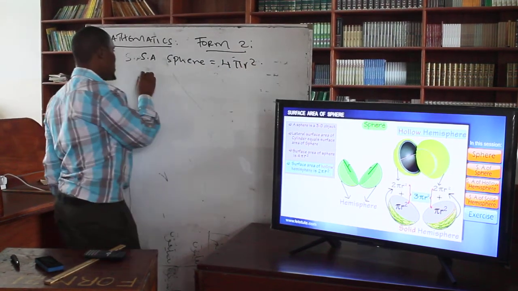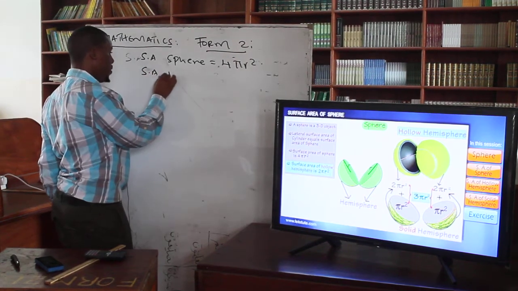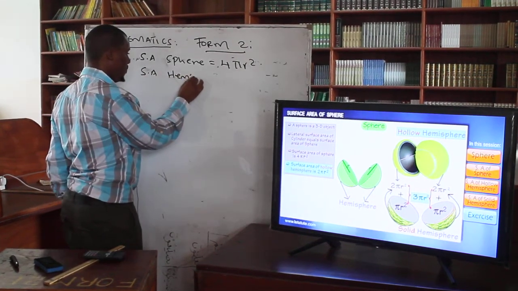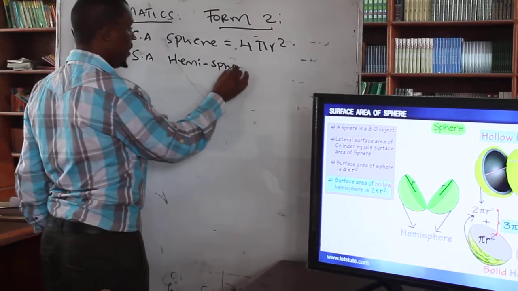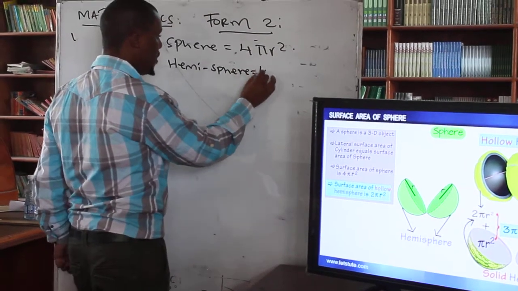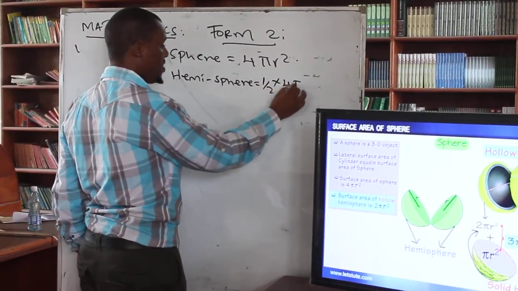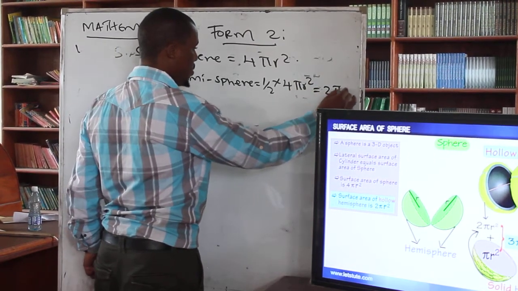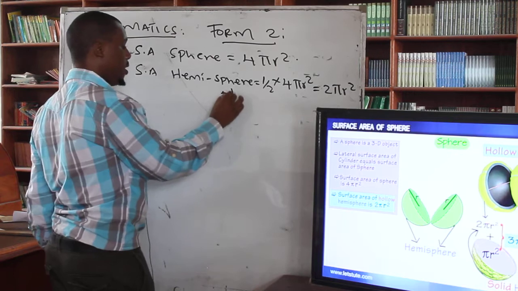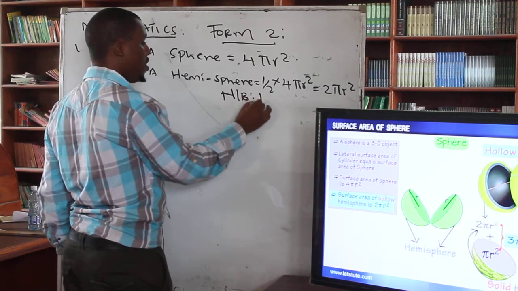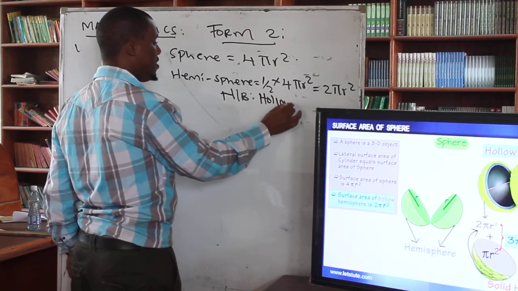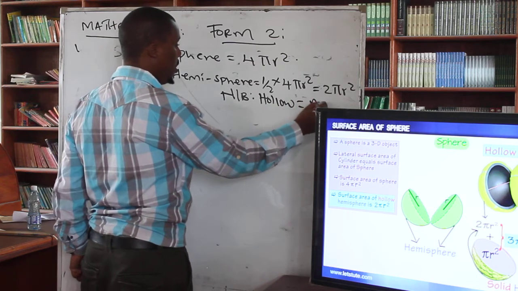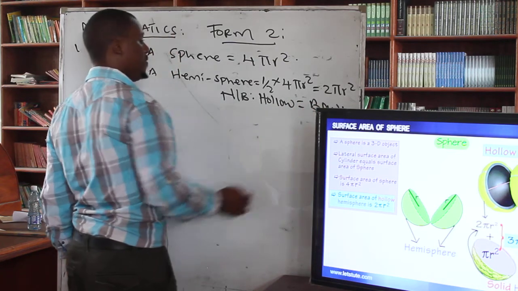Then we are saying the surface area of the hemisphere, which is half of it, is going to be given as half multiplied by 4 pi r squared. And this gives us 2 pi r squared. And here we put an NB: this is when it is hollow, meaning it is just like the shape of a bowl that you use to serve soup.